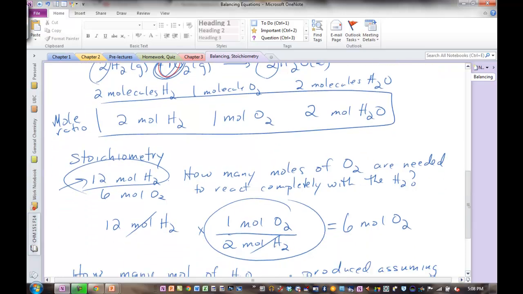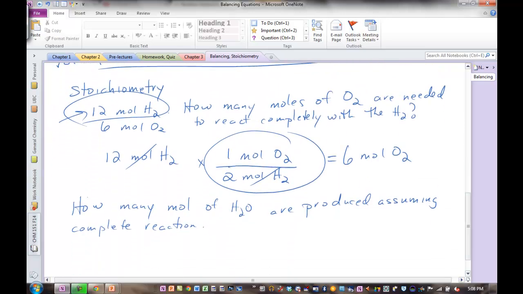So if I react 12 moles of hydrogen, let me write it again. There's our 12 moles of hydrogen. How many moles of water are we going to get? 2 to 2 or 1 to 1? 12 moles of water. That's all there is to it. So it's always that ratio based on the coefficients.